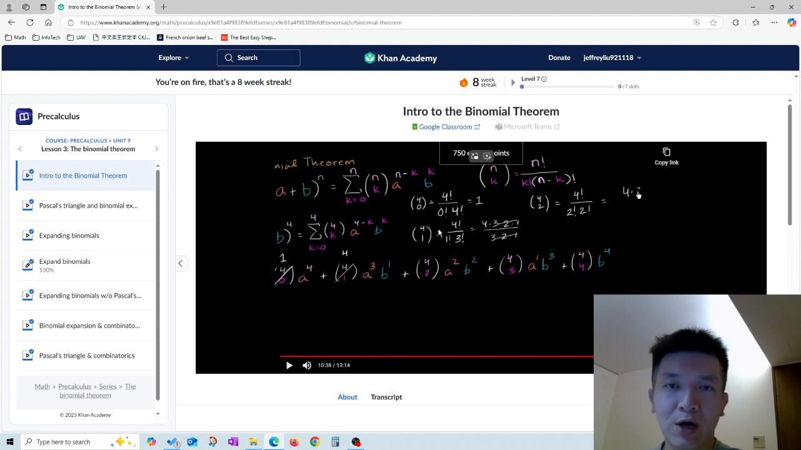But if you look onto your calculator, you'll see there's a C, and right beside it is n, and k. And you can use that to quickly find out your coefficient in the front.